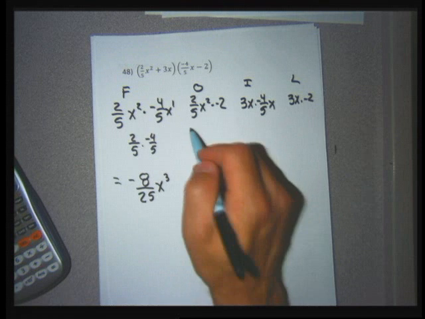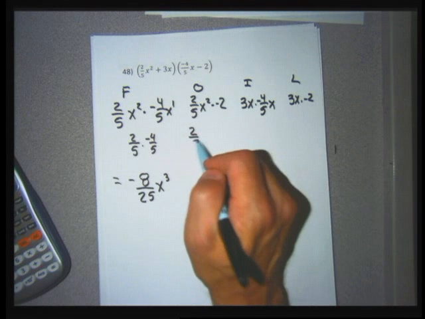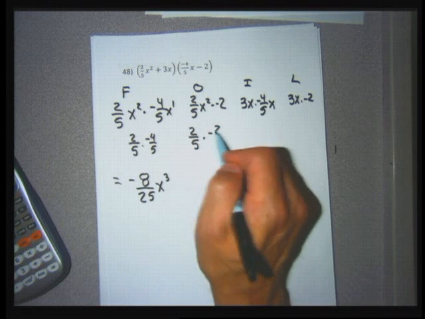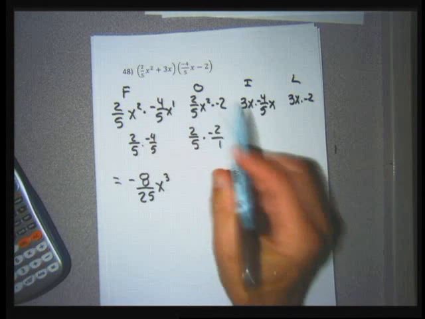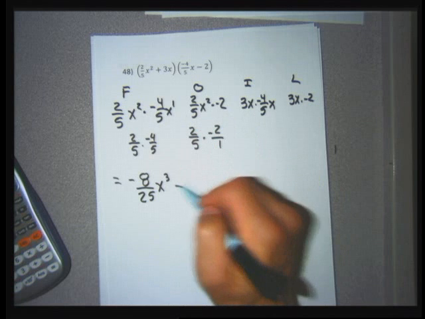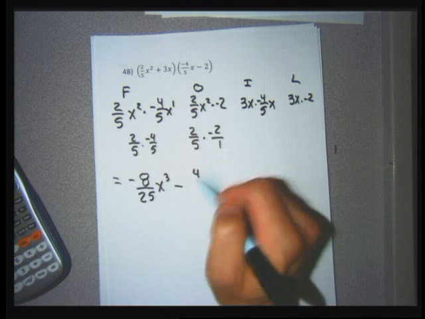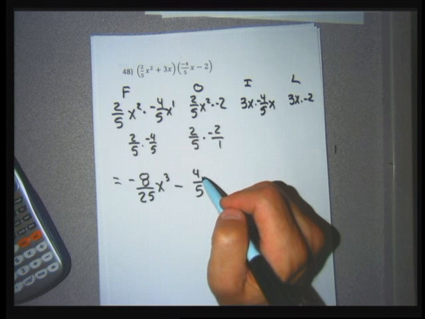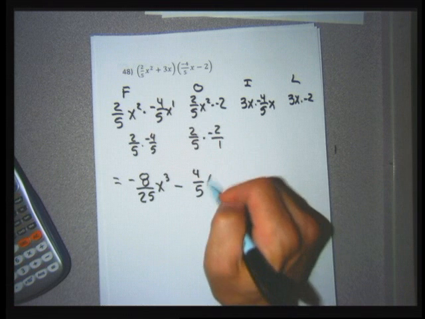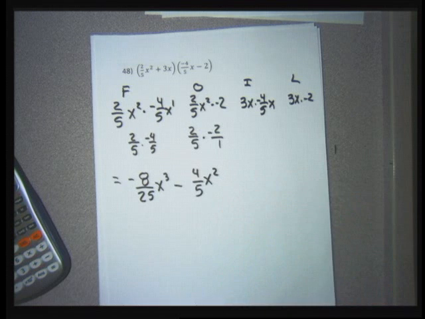Second multiplication I need to do is to multiply 2/5 times negative 2. To do that multiplication, I'll write the negative 2 as negative 2 over 1. I'll go 2 times negative 2 is negative 4. 5 times 1 is 5. And when I do the outers, I'm going to leave the x squared just like it is.